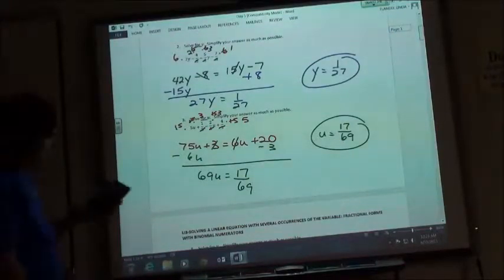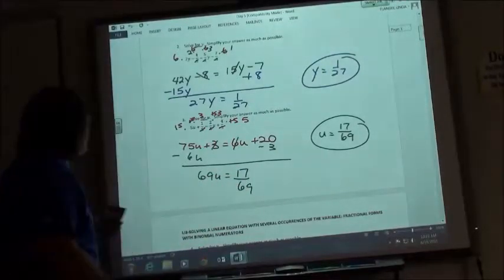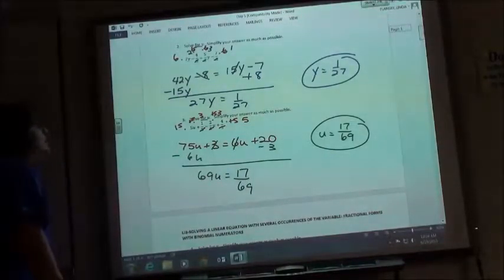And here I'm checking with my calculator. If I put in 17 over 69, it still gives me 17 over 69, so I know I can't reduce it. So that's going to be my answer.